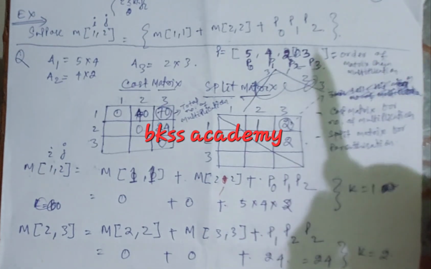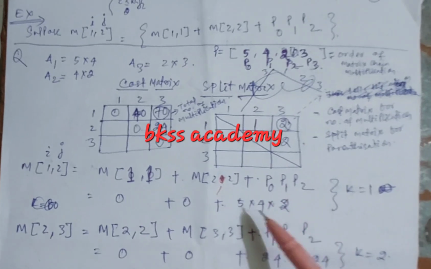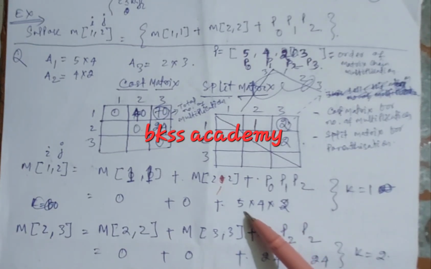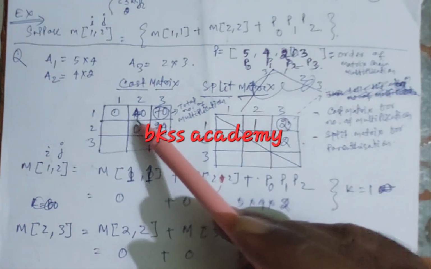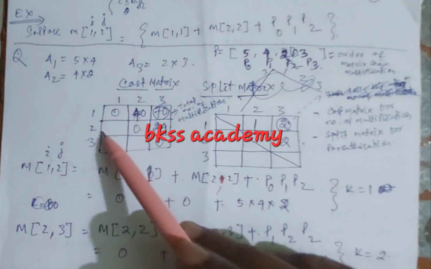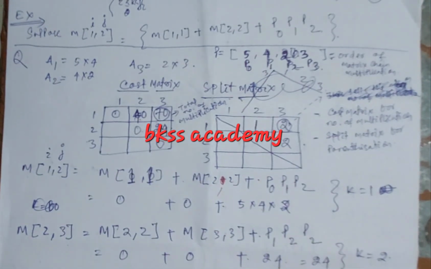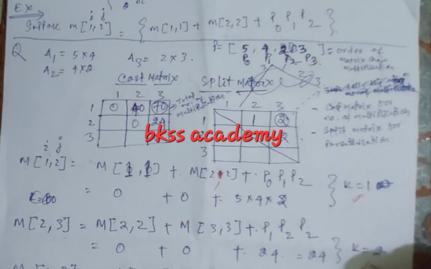These are the orders of the matrix chain. So p0 is 5, p1 is 4, p2 is 2. From here 5 into 4 equals 20, into 2 equals 40. So 40 will be filled here. Similarly m23, 2 and 3, this is the box. So m22, m33, p1, p2, p3 as per the formula, its answer will be 24. Here k is 1, here k is 2.